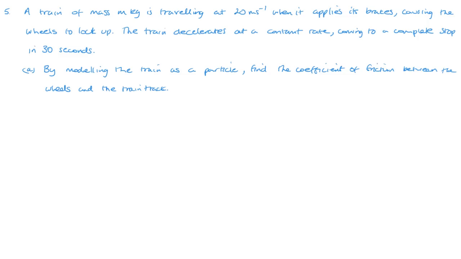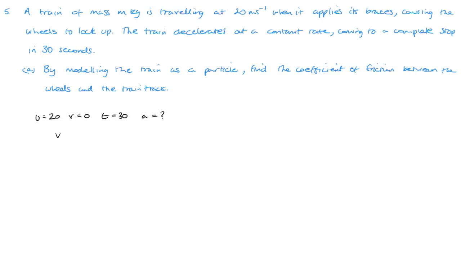Okay, final question. We've got a train of mass m travelling at 20 meters per second when it applies its brakes, causing the wheels to lock up. The train decelerates at a constant rate, coming to a complete stop in 30 seconds. By modelling the train as a particle, find the coefficient of friction between the wheels and the train track. So first of all, we can find the acceleration. Because u is 20, v is 0, the time t is 30 seconds, and a is what we want to find.